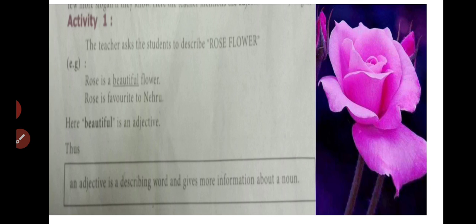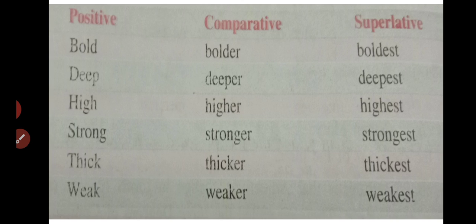All the adjectives have 3 levels of comparison. Those are positive, comparative, and superlative: positive degree of comparison, comparative degree of comparison, and superlative degree of comparison. Here you see in the column of positive we have some words like bold, deep, high, strong, thick, weak.